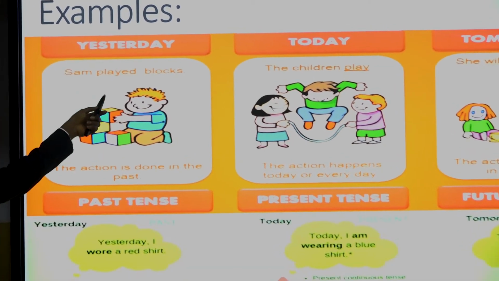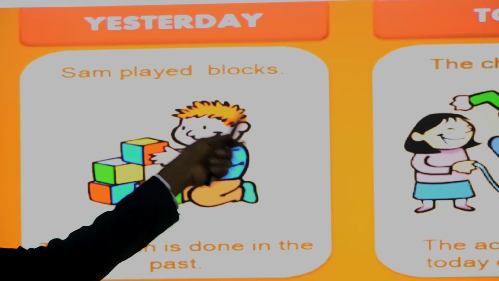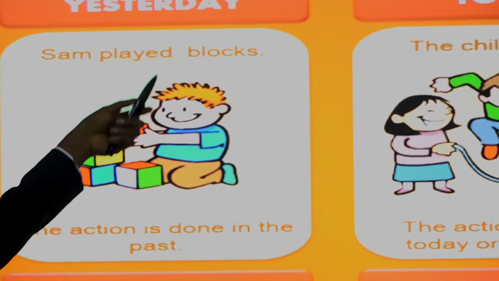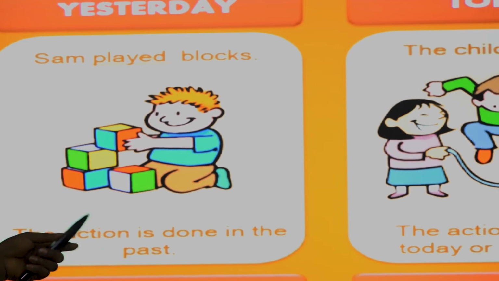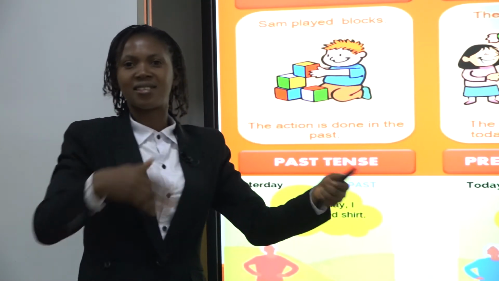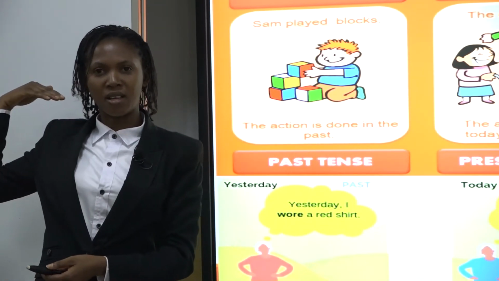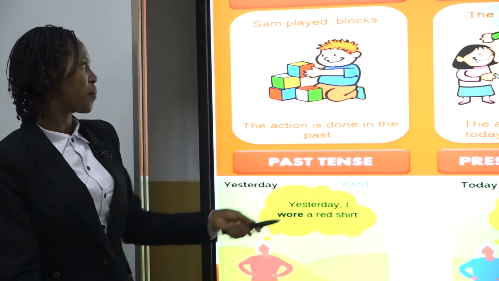Examples. Yesterday, Sam played blocks. This shows the action is done in the past, because yesterday, Sam had played the blocks. It's an action that happened in the past.